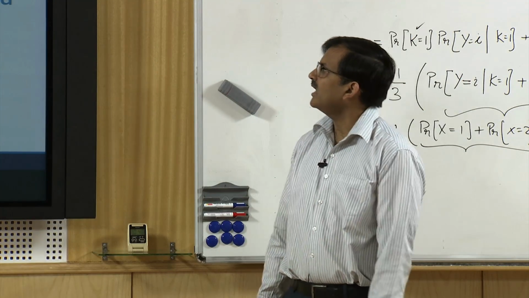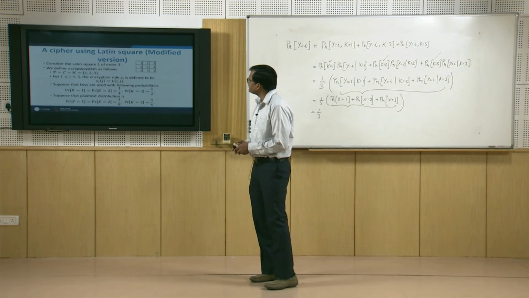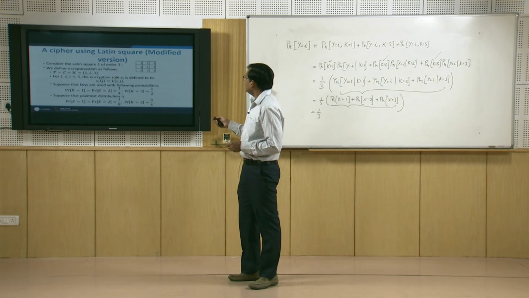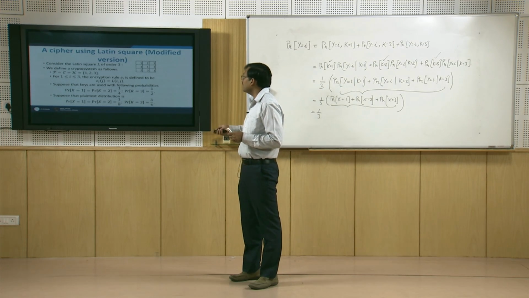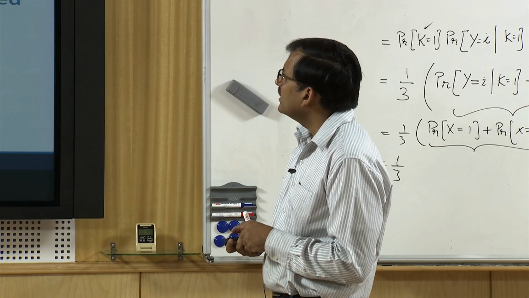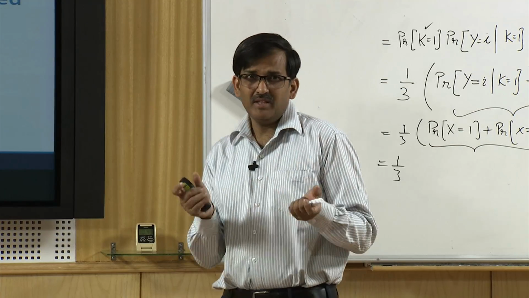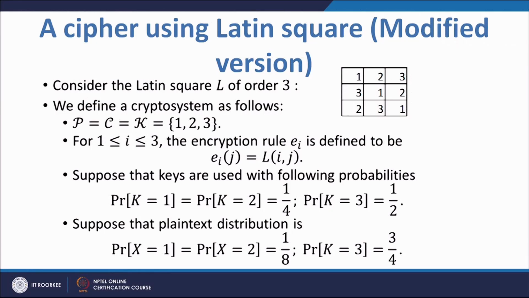We end our lecture with another problem in the same direction, and this is a modification of the problem that I have done just now. Here also we have the same Latin square, and we have the same plain text, ciphertext and key space, and the encryption rule is also the same, but there is a little difference from the last example. Here we have a different probability distribution of the keys. So, I have probability of k equal to 1, probability of k equal to 2 and probability of k equal to 3, and they are different.